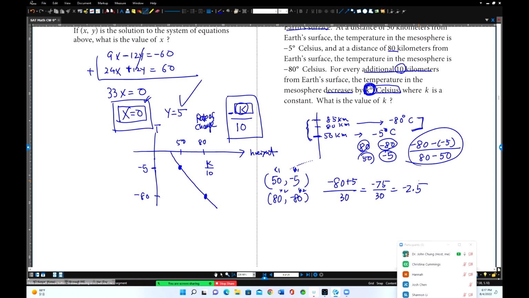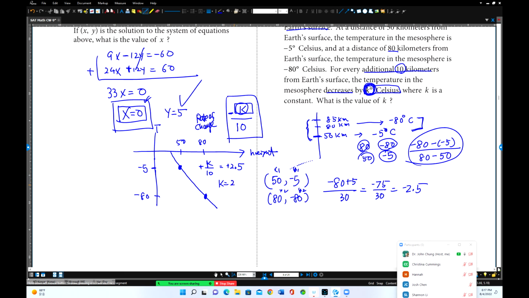Yes, that is equal to negative 2.5. So what is the value of k? k equals what? Times 10 on both sides. This is negative 10, right? Okay. Positive, positive, k equals what?